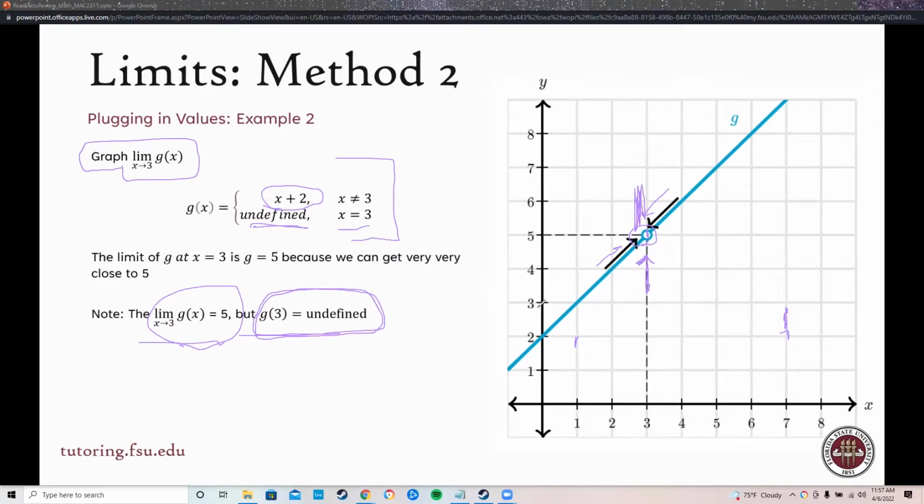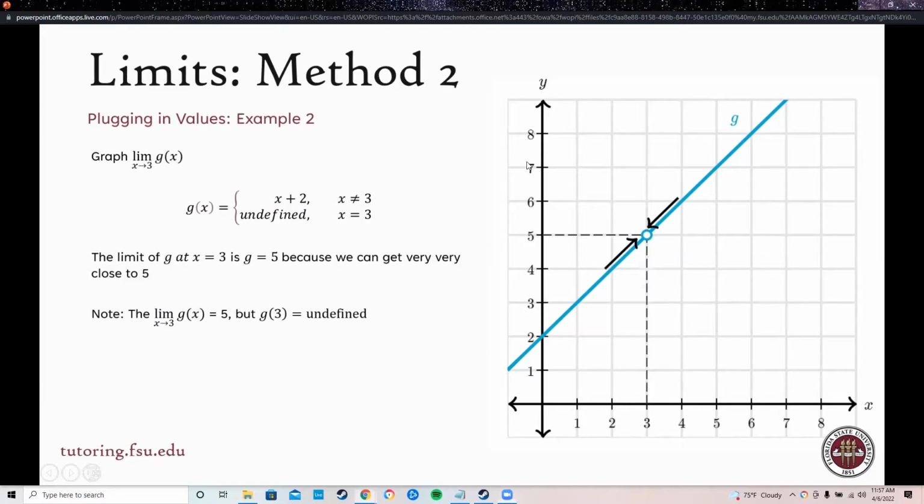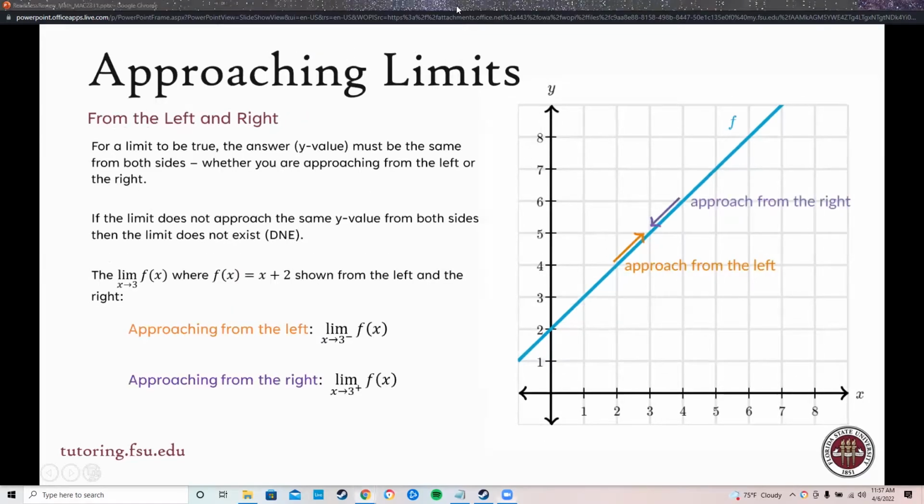Limit exists, therefore continuous. All right, let's see. This is just kind of expressing what we were doing. We're looking for the limit to be true.